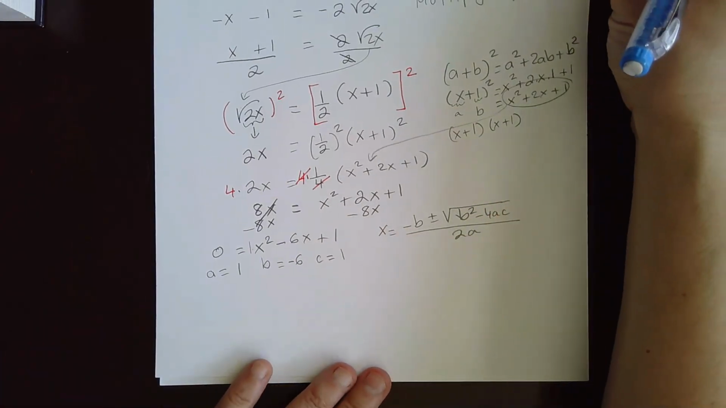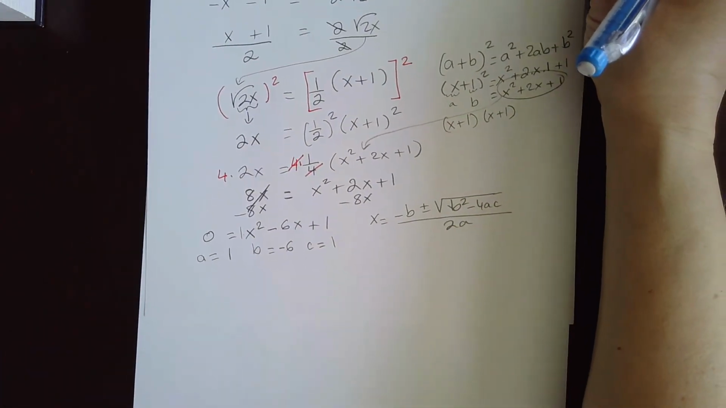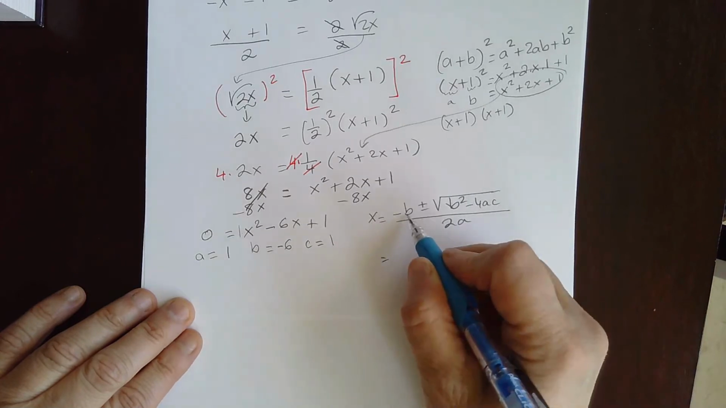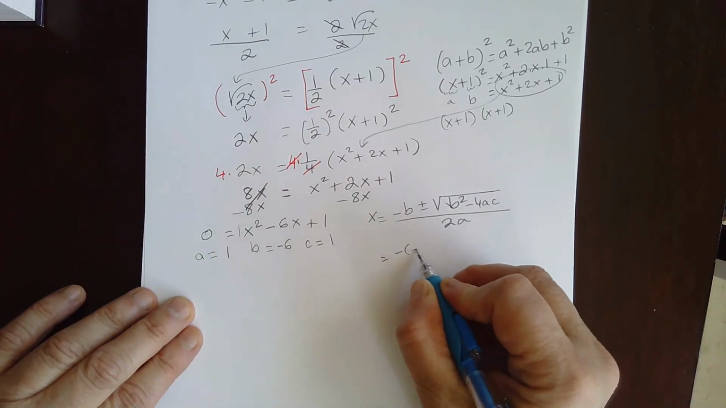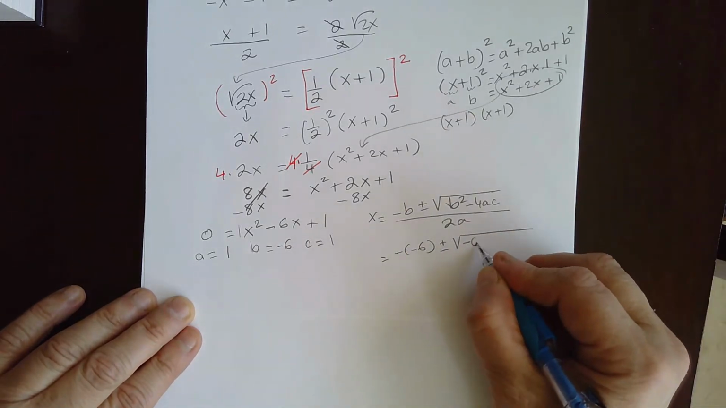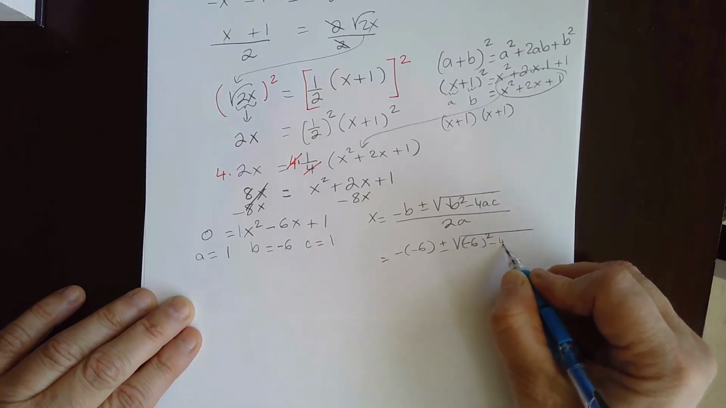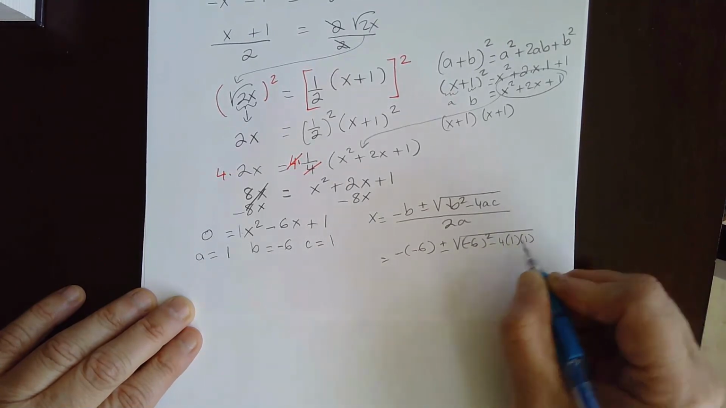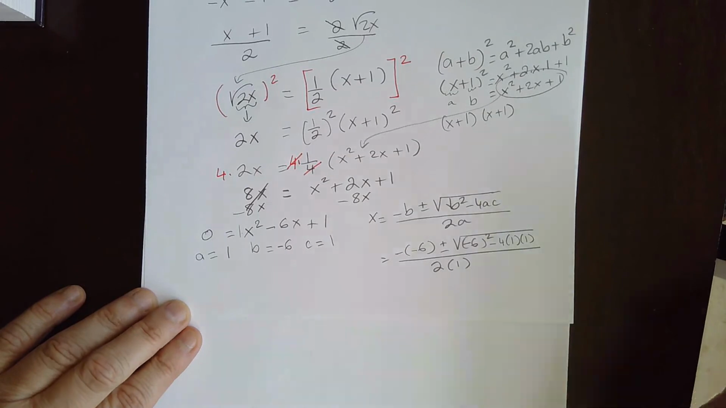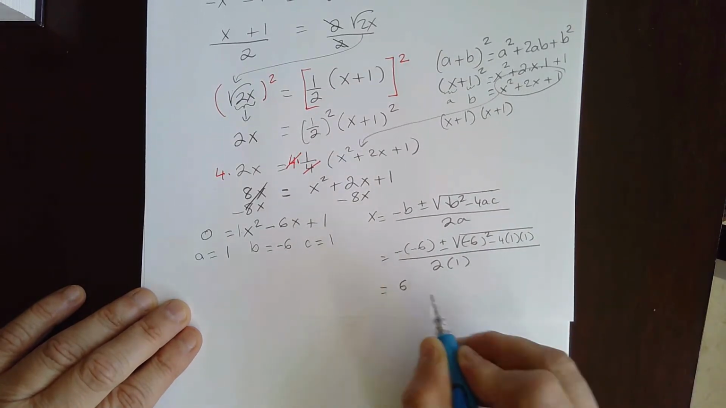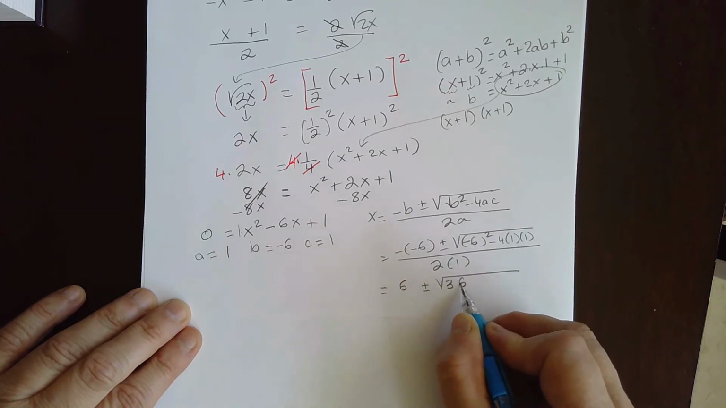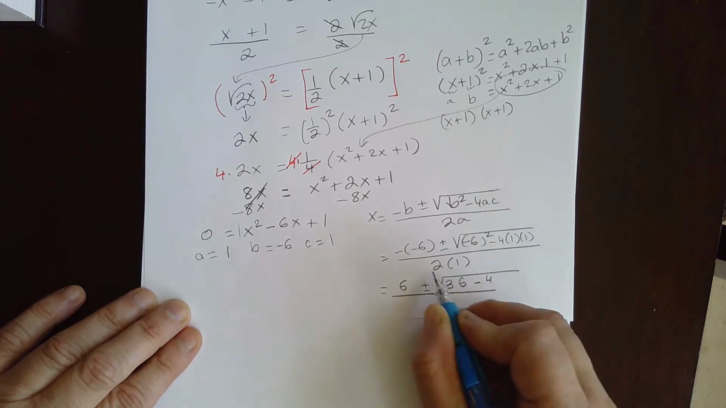All right? So how do we just plug in b, a, and c. So -b, that's -(-6), plus or minus the square root of b squared, that's -6 squared, minus 4 times a is 1, c is 1, over 2 times a, 2 times 1. Okay, so that will give us negative times the negative, that's +6, plus or minus the square root of -6 squared, that's 36, minus 4, over 2 times 1, which is 2.